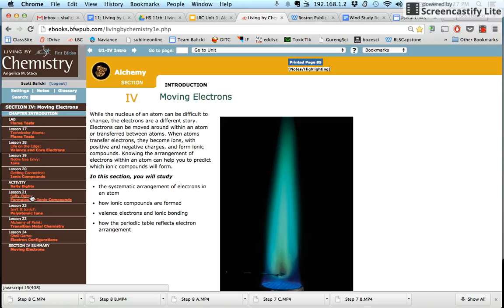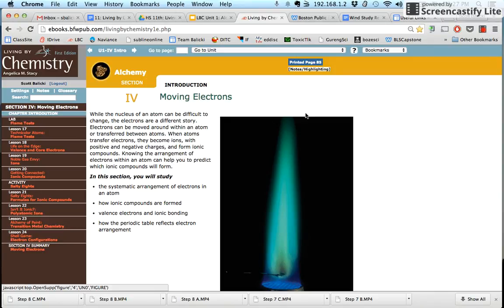In lesson 21, students play Salty Eights, a card game which is in the kit from BFW. In lesson 22, a different card game in which students learn about polyatomic ions. Lesson 23 is very time and lab intensive for very little payoff. I have never taught lesson 23.